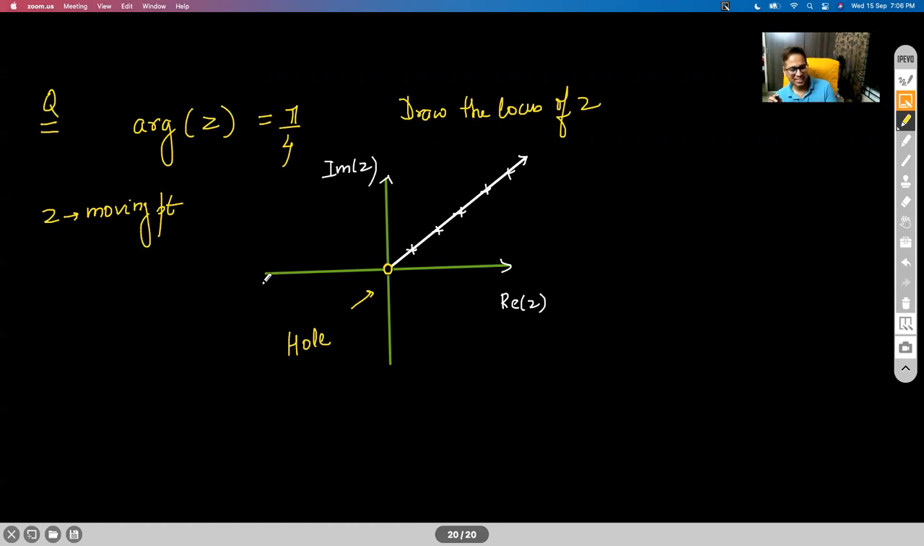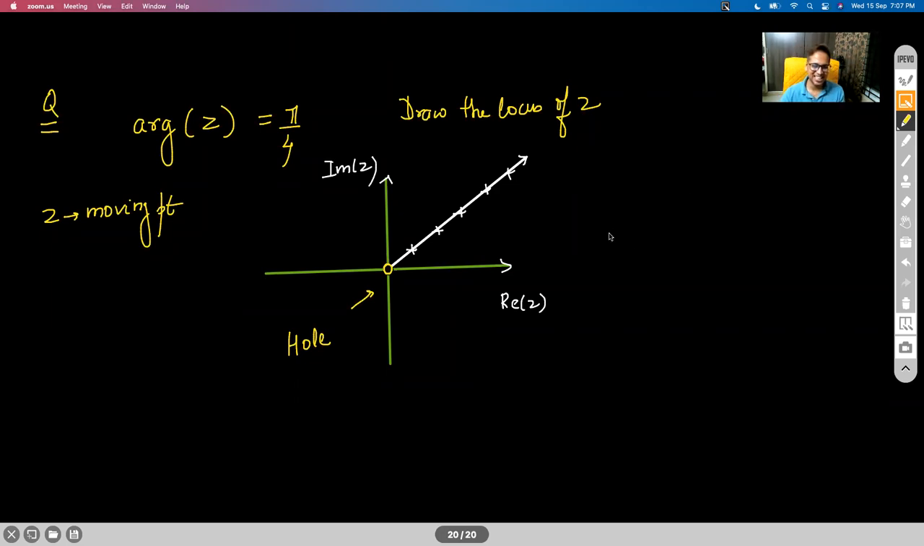Right. So it's a line. Now see, the full line is not required. You can't go down. If you go down, your argument will become minus 3 pi by 4. So only in the first quadrant, they just finish making 45 degrees. And that too, the origin you have to carve out by putting that hole. Got the point? Got the point?